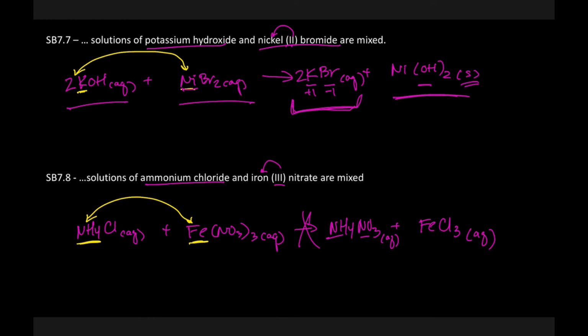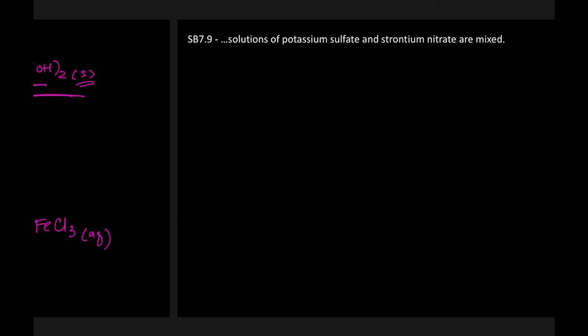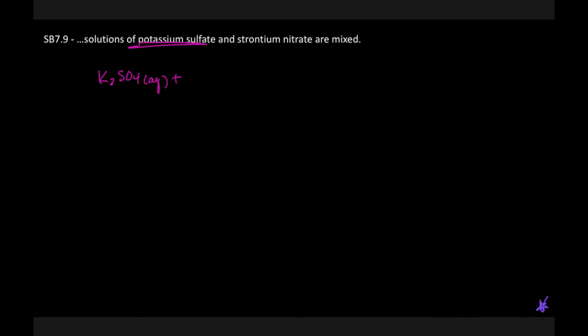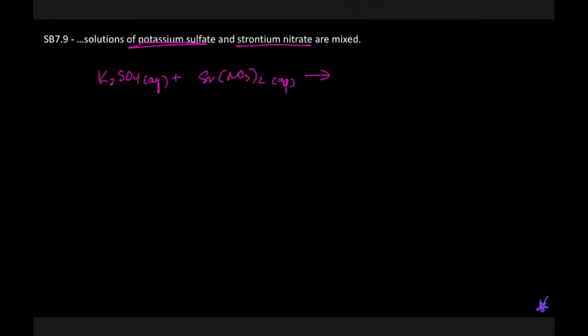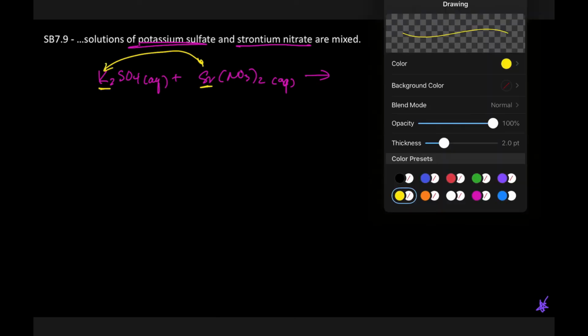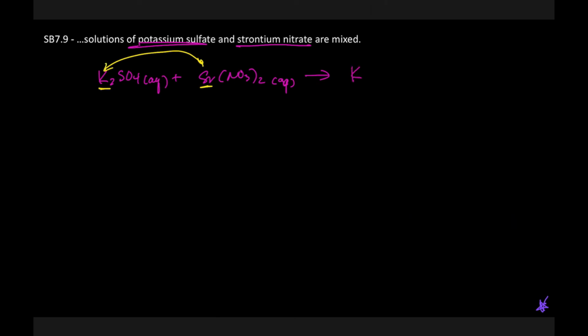Yes? All right. Next up, it says we have potassium sulfate, which would be K2SO4, aqueous, and strontium nitrate, Sr(NO3)2, aqueous. And again, 2 ionic compounds: identify the cations, switch the cations, and then potassium will now be stuck to nitrate. Potassium has a charge of +1, nitrate has a charge of -1. That formula is correct. Strontium has a charge of +2, sulfate has a charge of -2, so that's correct.